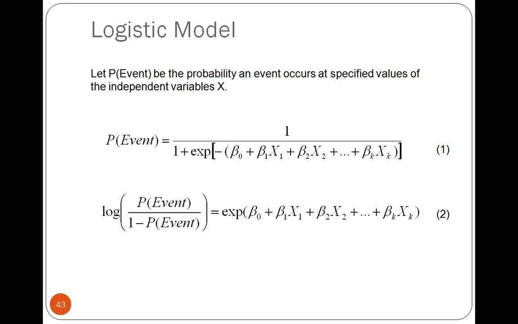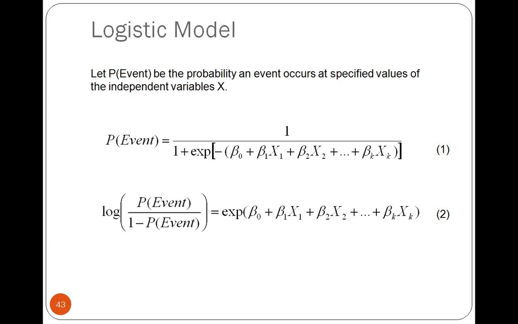Okay. The probability of an event is expressed according to the equation shown here, equation 1, where the probability of the event is 1 over 1 plus e to a linear combination of the x's. Now, that is the logistic model. It has a very nice property that it ranges between 0 and 1. Never goes outside the range 0 and 1. Okay, a standard linear model could easily go outside the range 0 to 1. Not that.